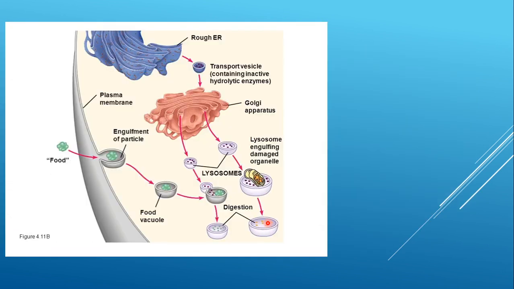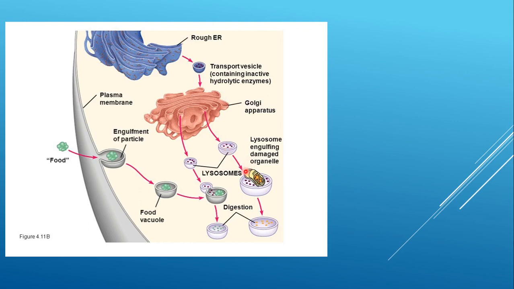Now we can see here the coordinated role. The rough endoplasmic reticulum will produce protein. Transport vesicles will carry that protein to Golgi bodies. Golgi bodies will further process it and release it out in the form of these lysosome-like vesicles. Even the lysosomes arise from the Golgi bodies.